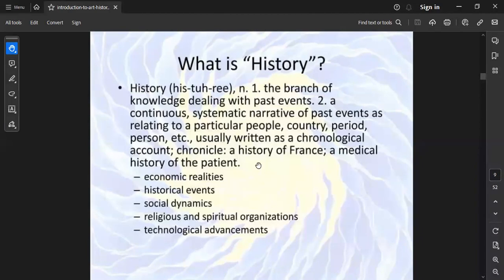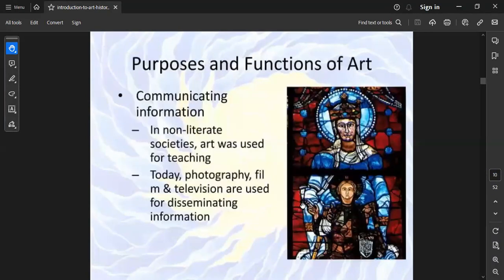Now, we are slowly coming to the history of art. So here, we are not going to talk about what is history, that is already there. Now we will find economic influences, various historical events, and how they have influenced the development of the history of art. We'll also find various social dynamics, religious, spiritual influences, and even the technological influences.